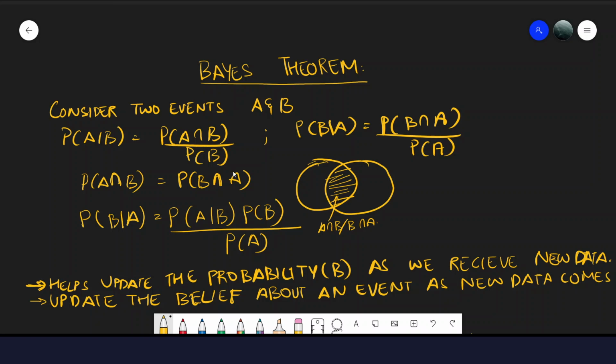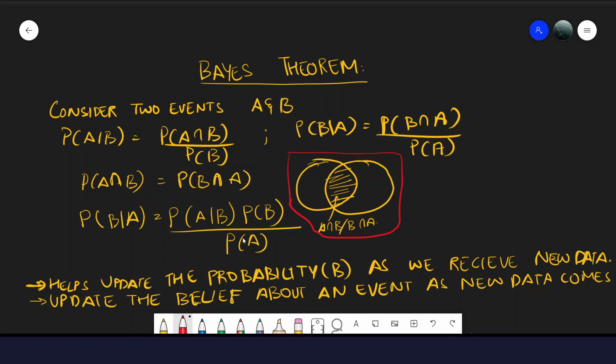I've covered this there. And from simple set theory, we know that P of A and B is equal to P of B and A, right? The intersection will be the same. So we can rearrange all these terms, and that gives us a formula, which is P of B given A is equal to P of A given B into P of B whole upon P of A.